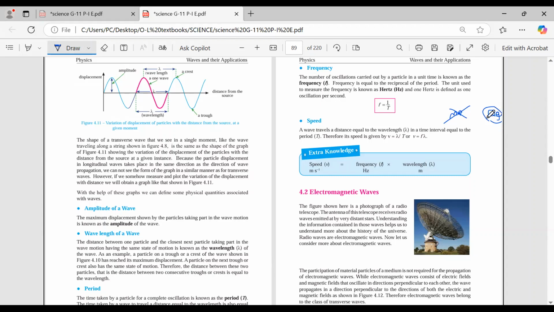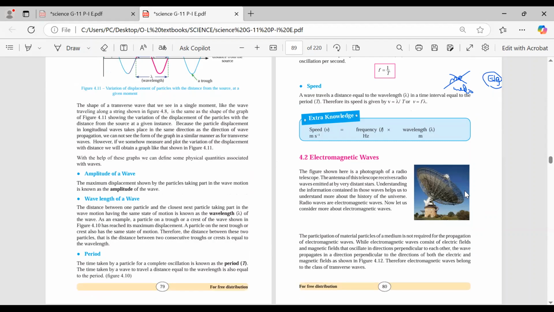As the name suggests, you can see that they are very different from the mechanical waves. What I mean by that is, mechanical waves need a medium to travel. But electromagnetic waves don't need a medium to travel, such as how the sunlight gets to the earth even though it's coming through space. And radio waves are also a type of electromagnetic waves. So you can see the participation of material particles of a medium is not necessary for the propagation of electromagnetic waves.